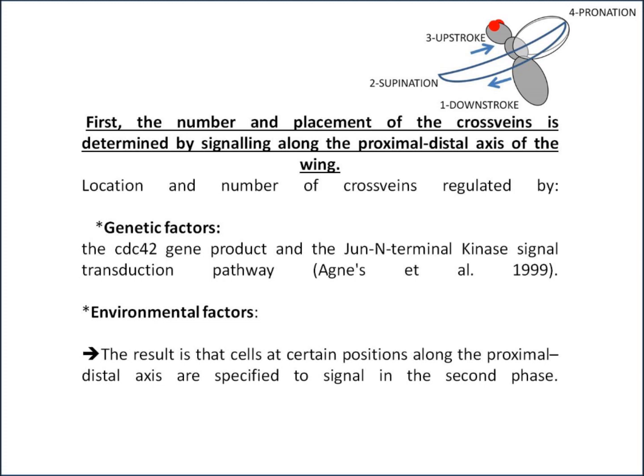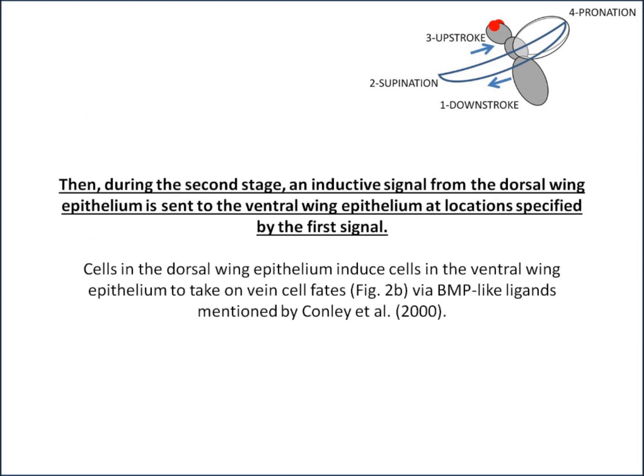And this was observed, the ectopic crossvein phenotypes have also been observed when flies were heat shocked, and those same flies were defective for heat shock protein 90. So heat shock plus defective HSP90 flies at stage 1 results in ectopic crossveins. So overall, the result is that cells at certain positions along the proximal distal axis are specified to signal in the second phase, which I'm now coming on to.